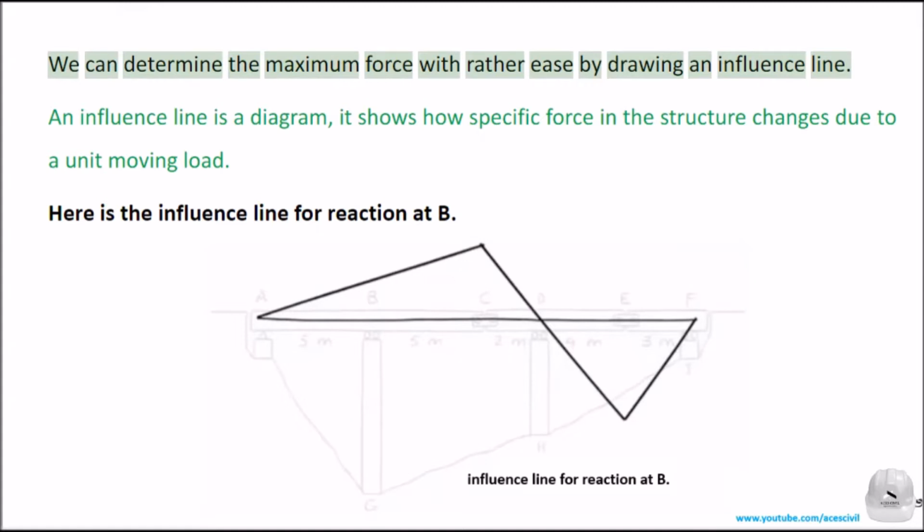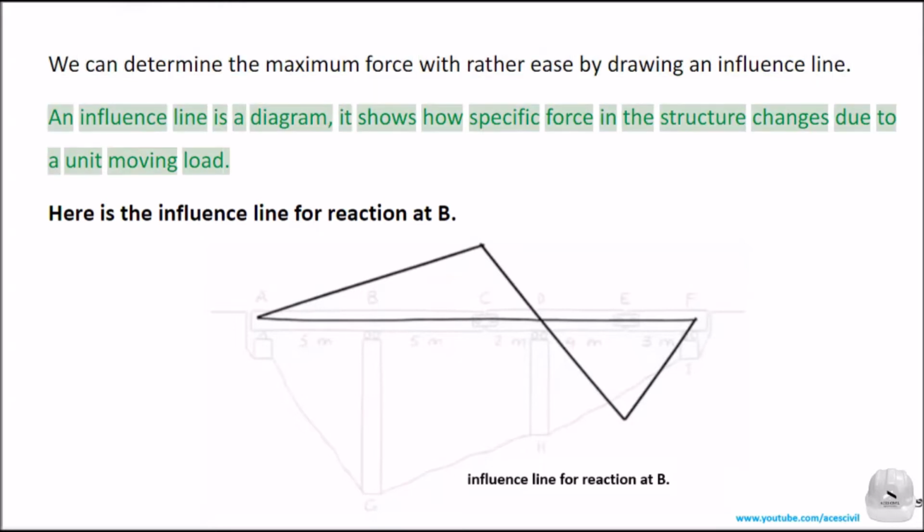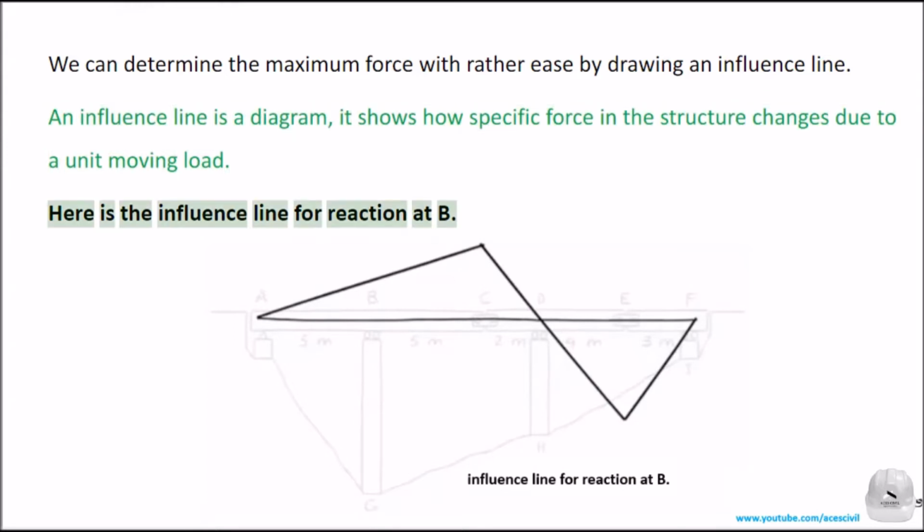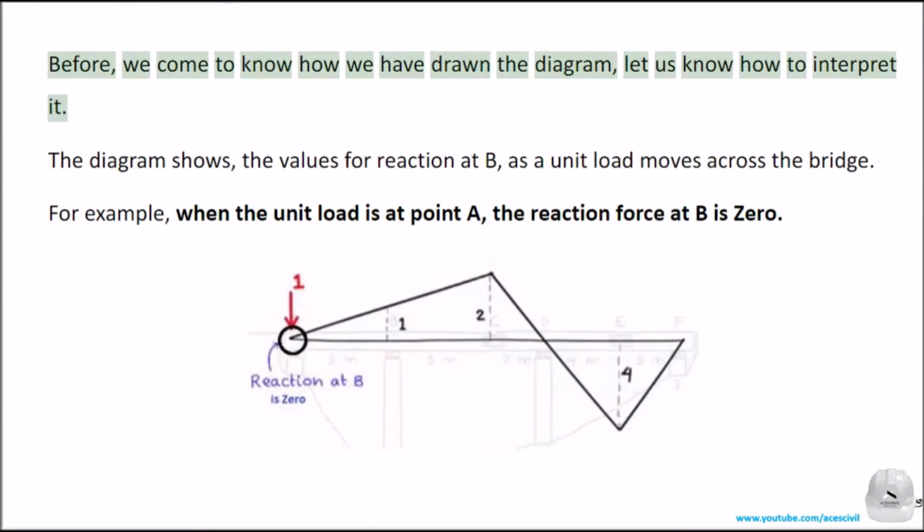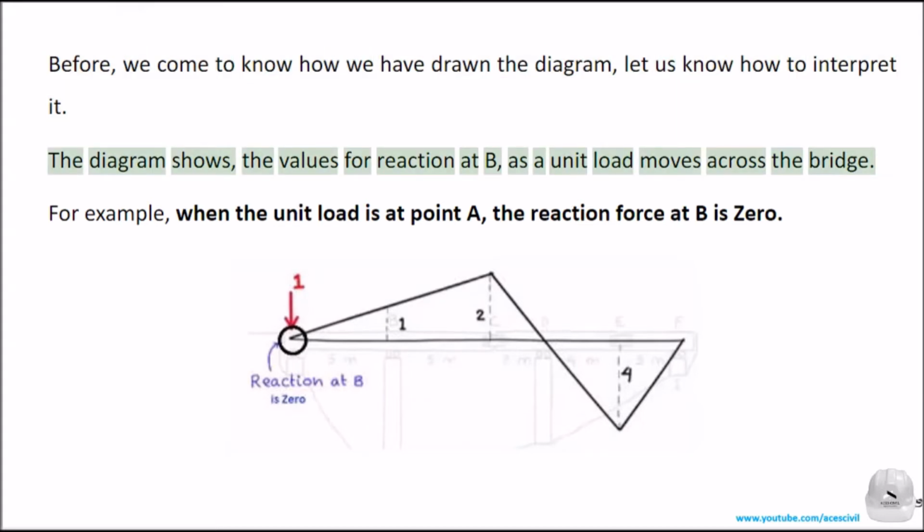We can determine the maximum force with relative ease by drawing an influence line. An influence line is a diagram. It shows how a specific force in the structure changes due to its moving load. Here is the influence line for the reaction at B. Before we see how we have drawn the diagram, let us know how to interpret it.